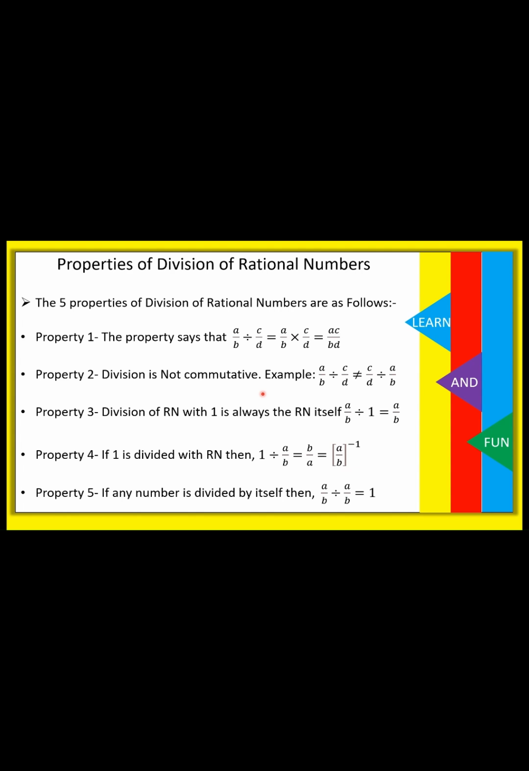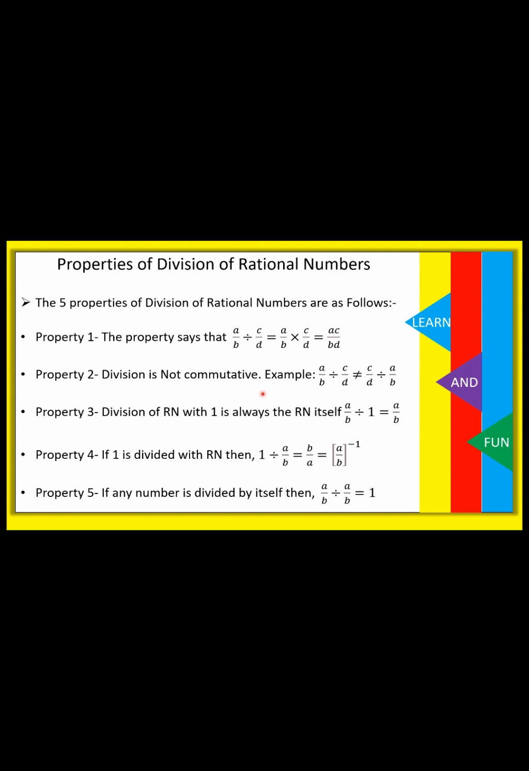For example, in addition we take one number as 2 and the other number as 4. The sum will be 6: if we do 2 plus 4 we get 6, and if we do 4 plus 2 we get 6. In multiplication, if we do 4 into 2 we get 8, and 2 into 4 also we get 8. But in division and subtraction it is not the same rule.